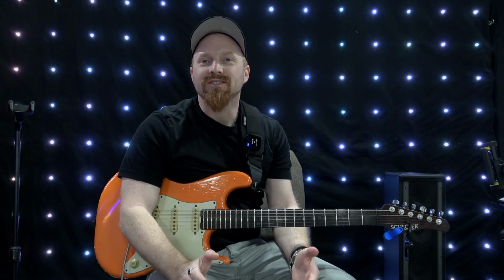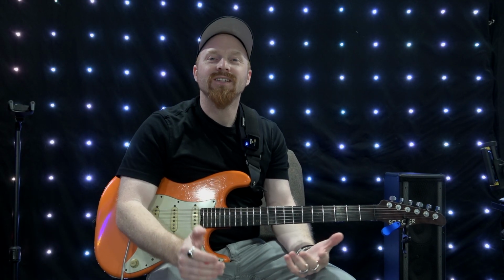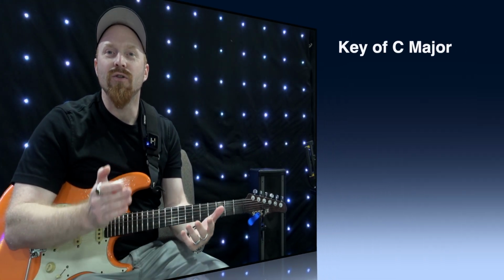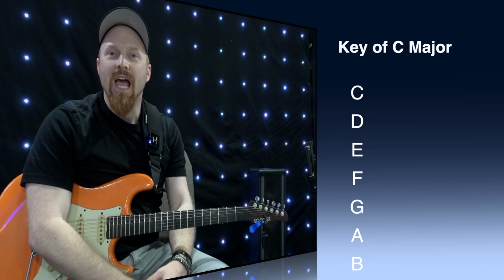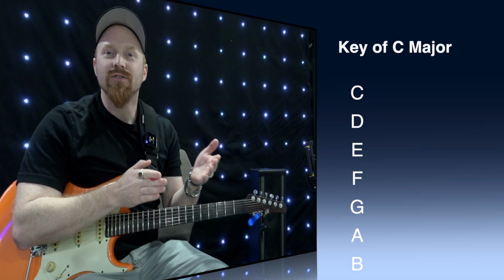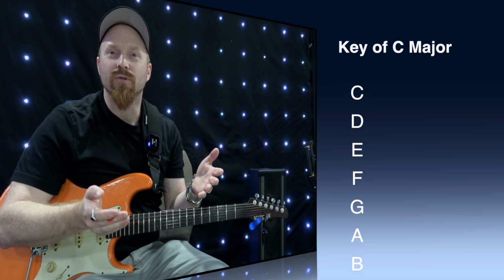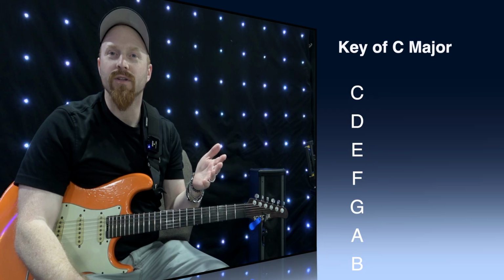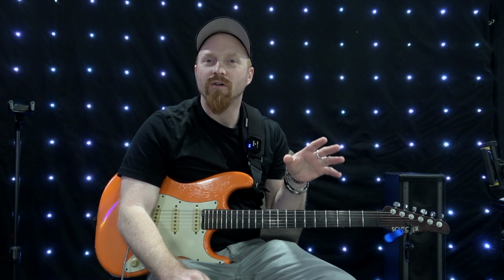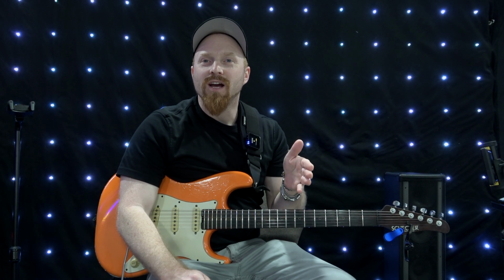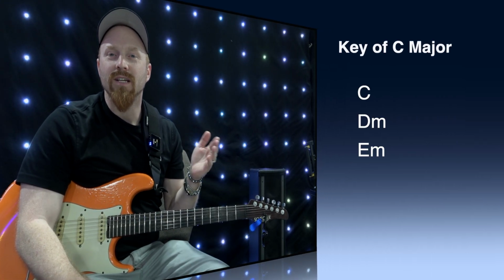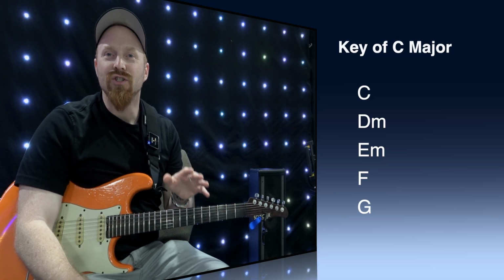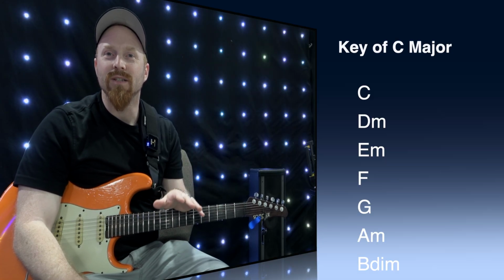Let's dig into it. The first thing we're going to start with is what is the key of C major? The key of C major is the notes C, D, E, F, G, A, and B. We take those seven notes, and each of those notes can be converted into chords. There's a specific formula for this, but I'm not going to dive into all the theory in this video, but I'm going to tell you what the chords are. The chords in C are C major, D minor, E minor, F major, G major, A minor, and B diminished.